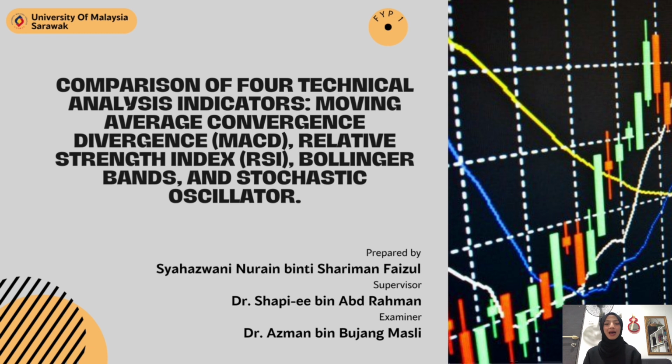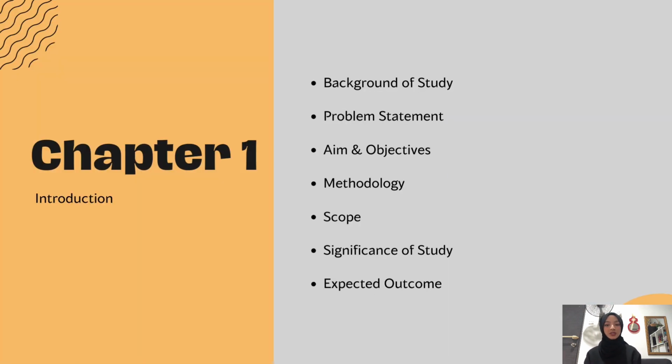So, today I'm going to present about my FYP that is comparison of 4 technical analysis indicators: moving average convergence divergence MACD, relative strength index RSI, Bollinger Bands, and stochastic oscillator. So, I will start with chapter 1, that is the introduction.